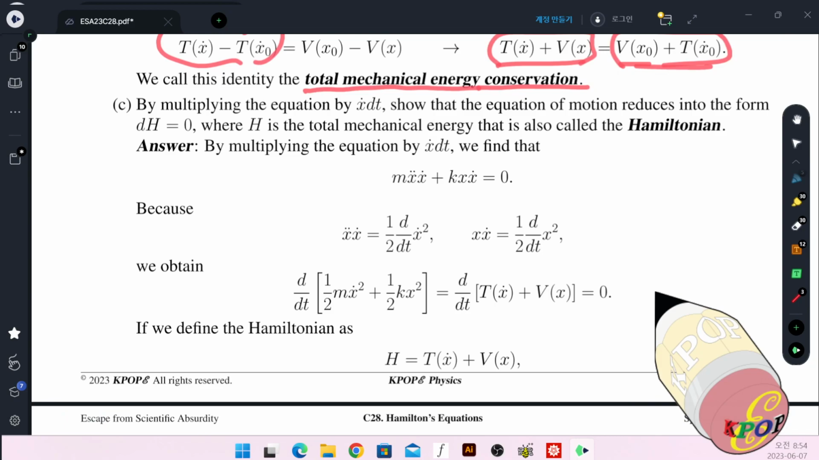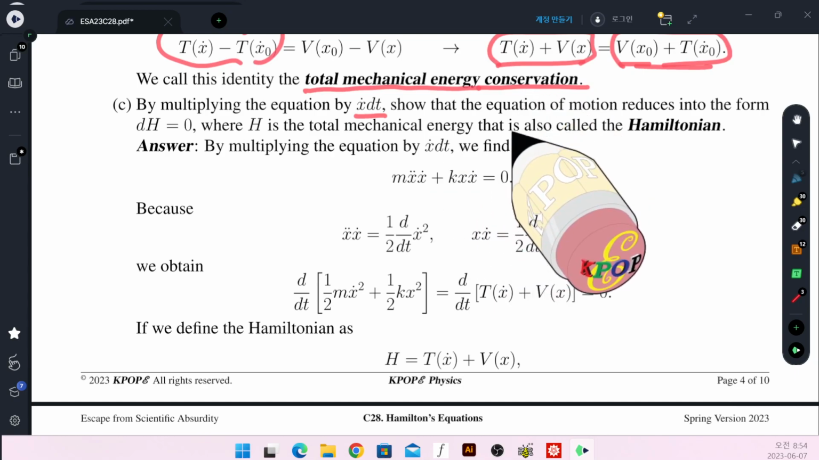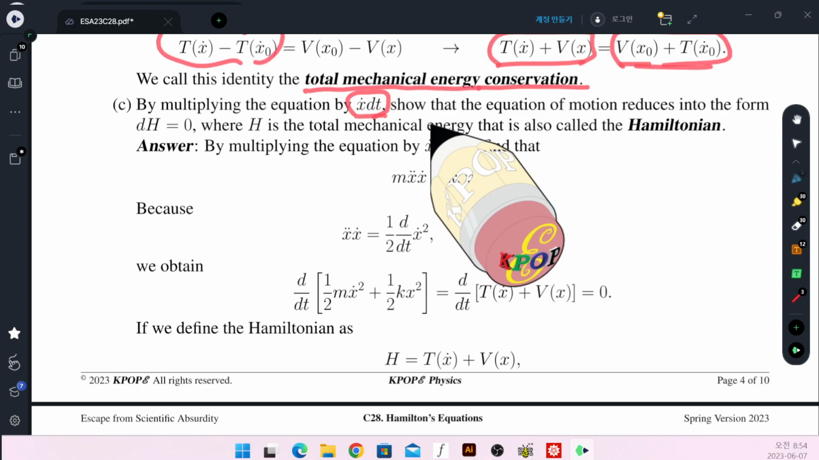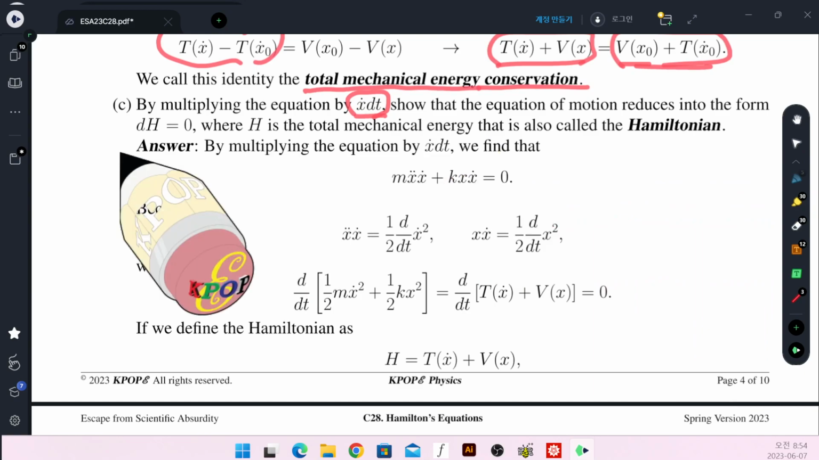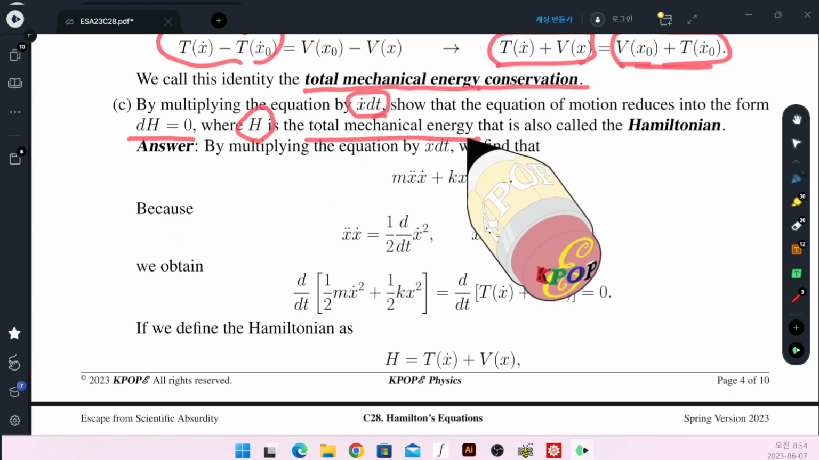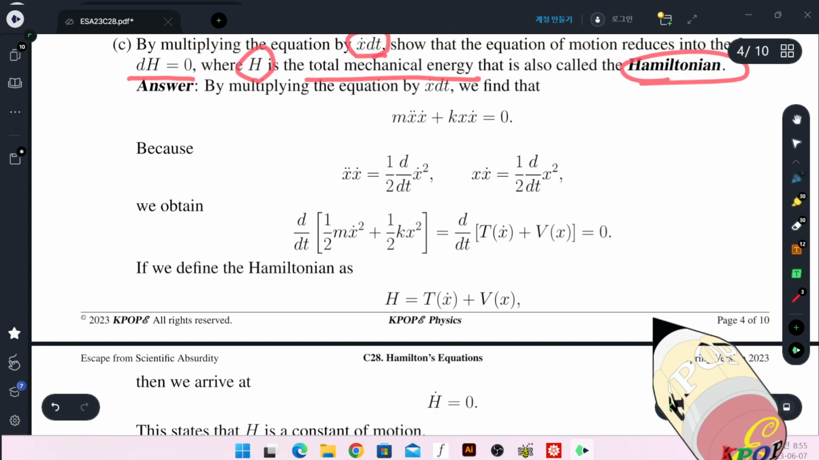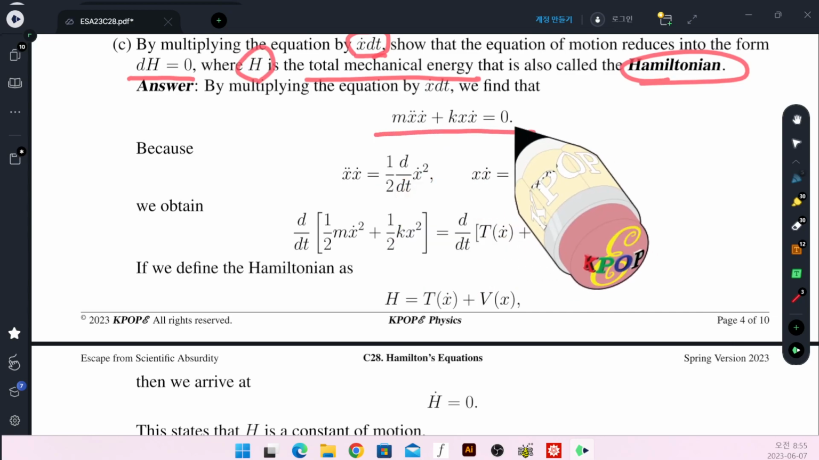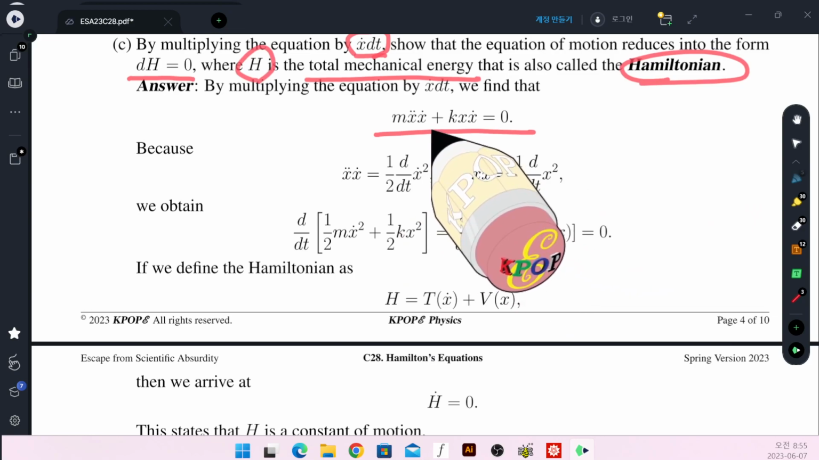Next, we consider the case where we multiply the equation by the displacement, and then we compute the work. Show that the equation of motion reduces to the form of the total differential of the Hamiltonian, where H is the total mechanical energy and it is also called the Hamiltonian. Okay, so we multiply x dot to the equation of motion, and we find this equation.